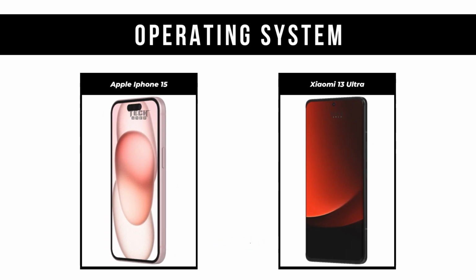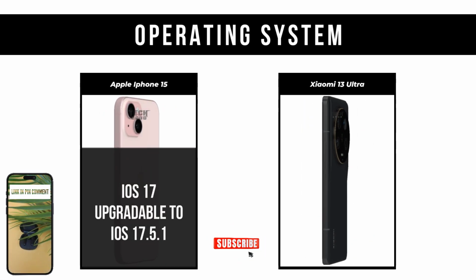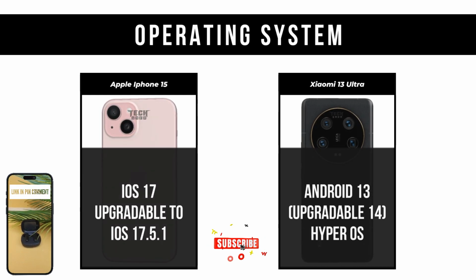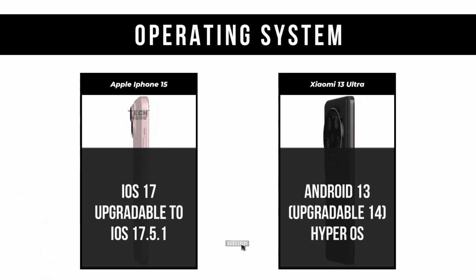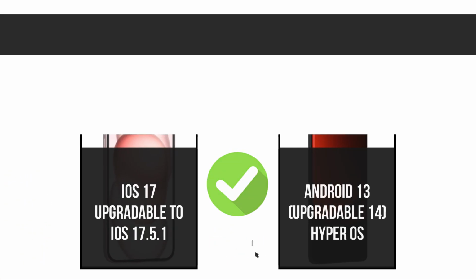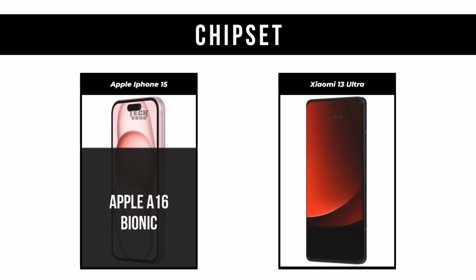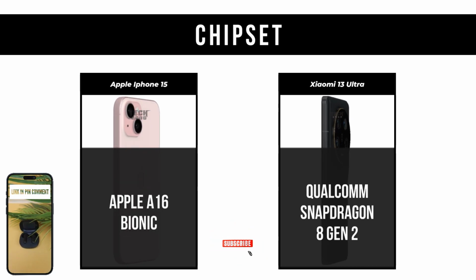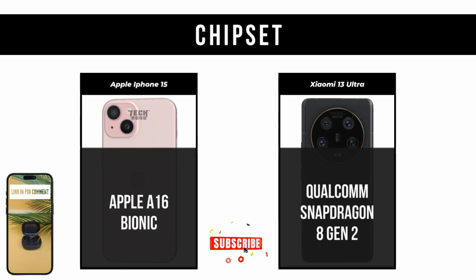Operating system. Apple iPhone 15 is iOS 17, upgradable to iOS 17.5.1. Xiaomi 13 Ultra is Android 13, upgradable to Android 14, HyperOS. Chipset. Apple iPhone 15 is Apple A16 Bionic. Xiaomi 13 Ultra is Qualcomm Snapdragon 8 Gen 2.